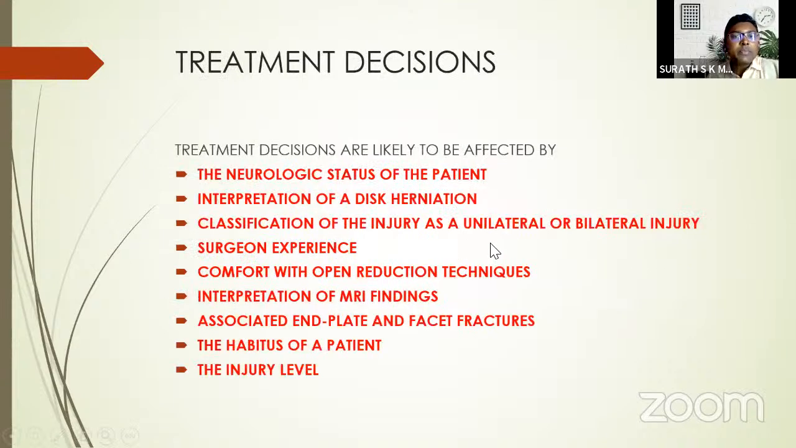Whatever we do, we need to keep in mind that the prime importance is the safety of the spinal cord first. When we talk about treatment decisions, as we all know, they can be affected by the following factors: the neurological status of the patient, which is very important; whether there is a disc herniation or not; the classification of injury, whether it is unilateral or bilateral; the surgeon's experience, and whether the surgeon is comfortable with open reduction techniques; MRI findings; whether there is any end plate fracture or a facet fracture; the body habitus of the patient sometimes; and also the injured level.